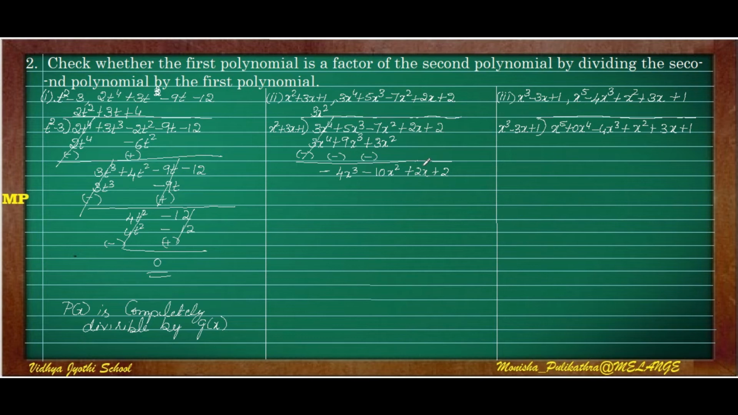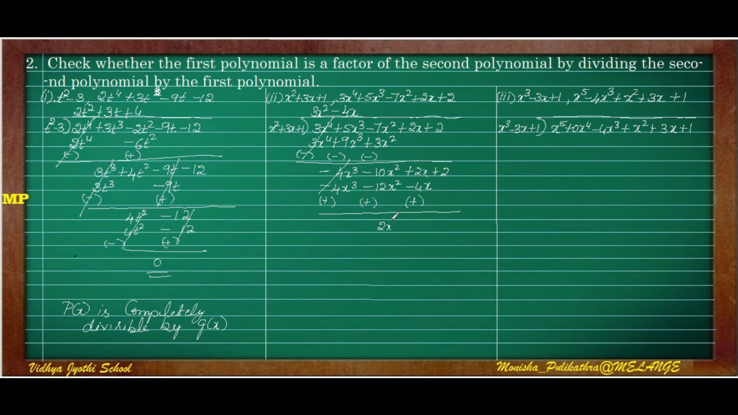The next step is we have to make x square to minus 4x cube. So we have to multiply it with minus 4x. So minus 4x into x square is minus 4x cube. So 3x into 4x is 12x square. So minus 12x square, plus into minus is minus, 1 into 4x is 4x. So minus 4x. Next change the sign. So this will get cancelled.